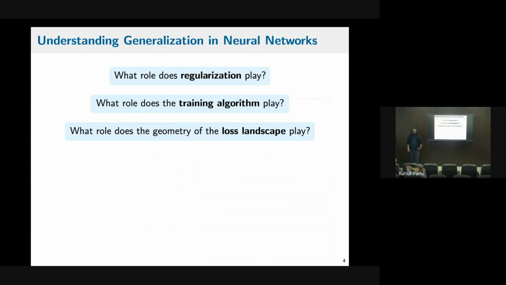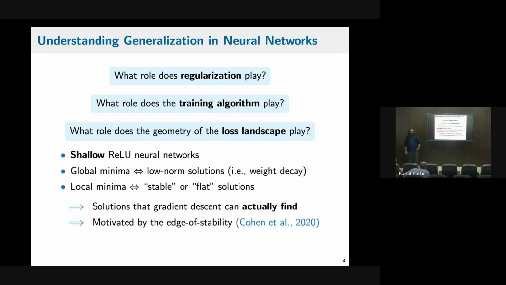Then you can ask questions like, what role does the geometry of the loss landscape play? Because neural network parameterizations are inherently non-convex. So I have this non-convex landscape. I have lots of local minima, global minima. Maybe I have different curvature in different parts of the landscape. Does the geometry of that also play some role in generalization? So what we're going to do today is basically circle around these three questions to see if we can gain any understanding about this idea.